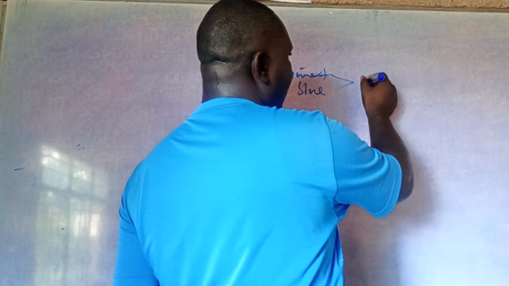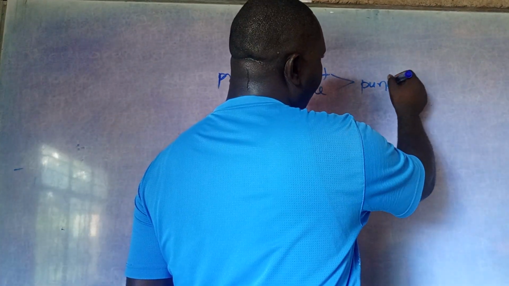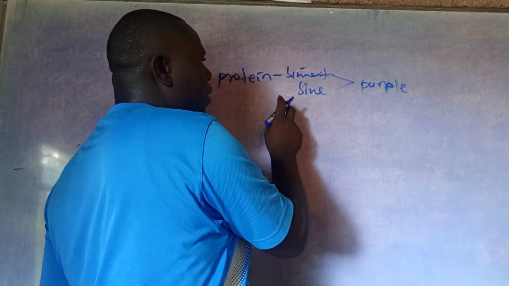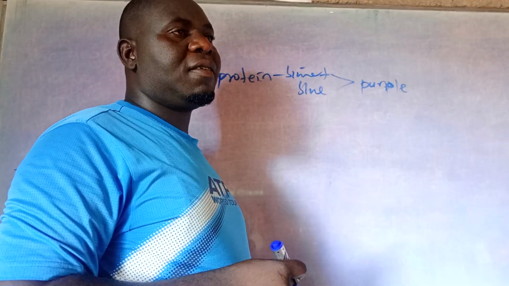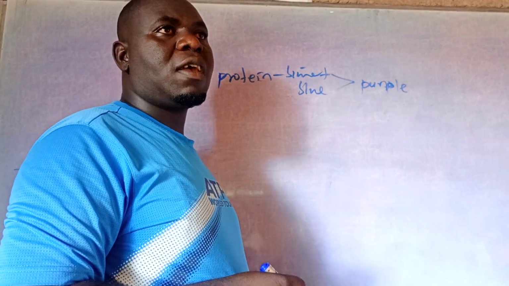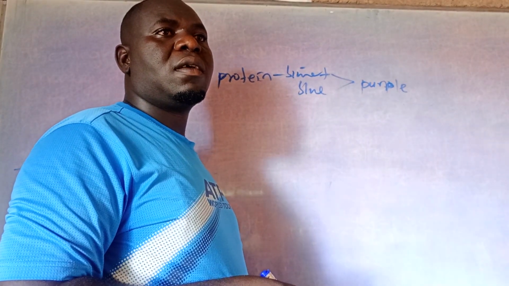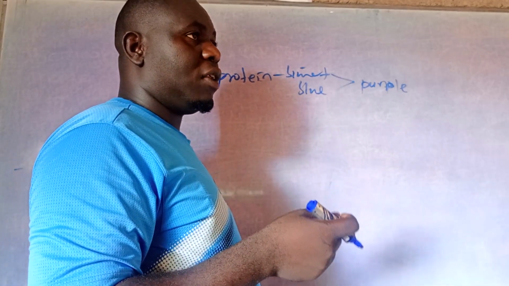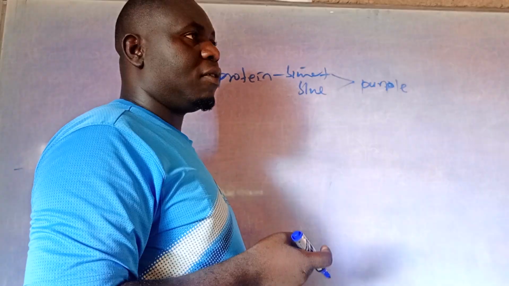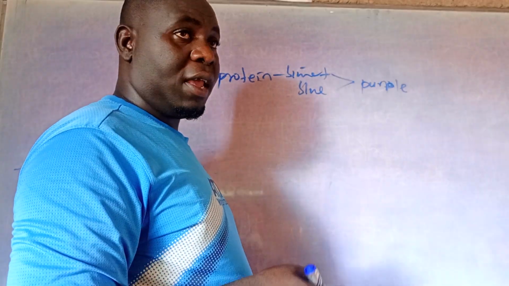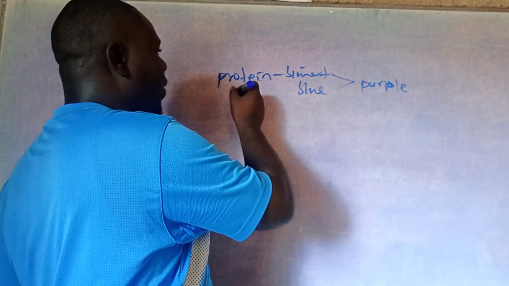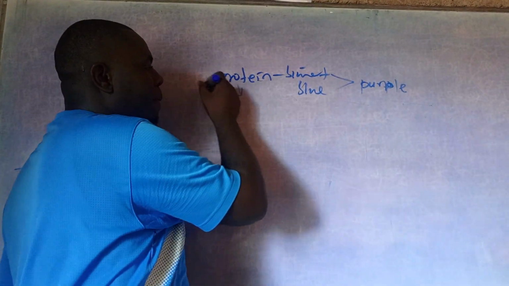Purple, eh? I know that there are some minor colors, but the major color is purple, eh? Okay? Then if it's absent, what happens? Do not change. Don't change, right? So the solution remains what? Blue, right? Blue. Okay? Then we can give an example of food that contains protein.